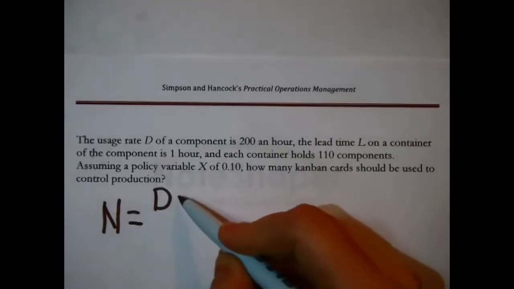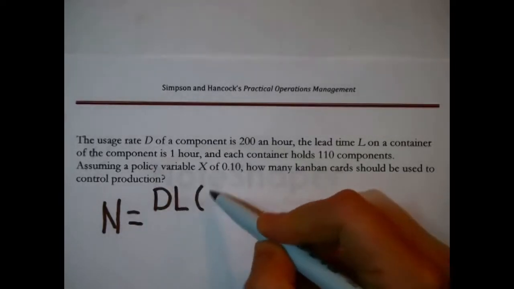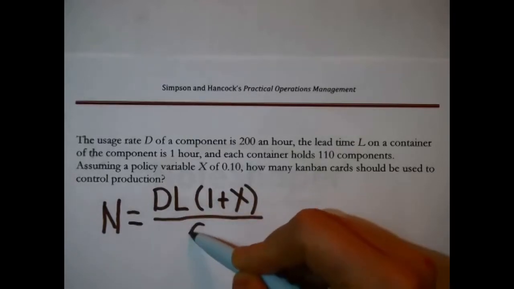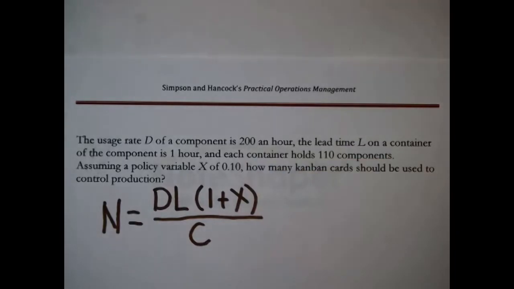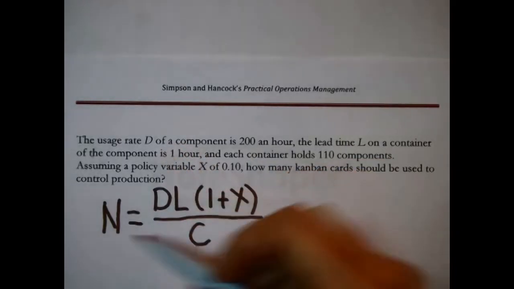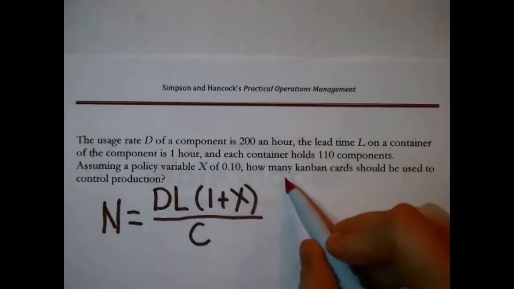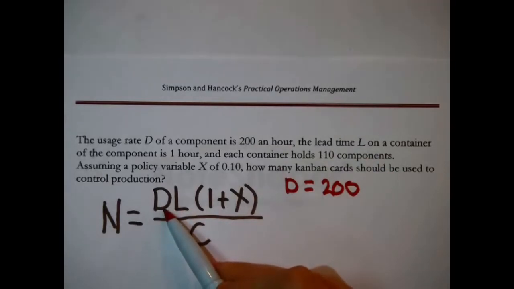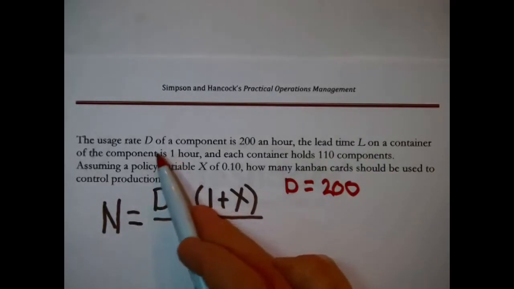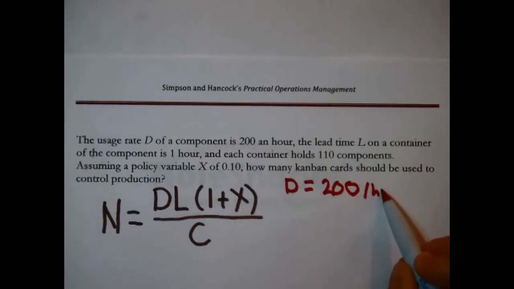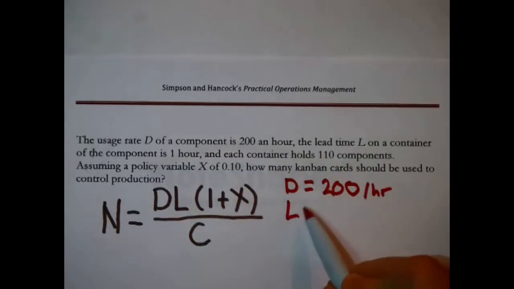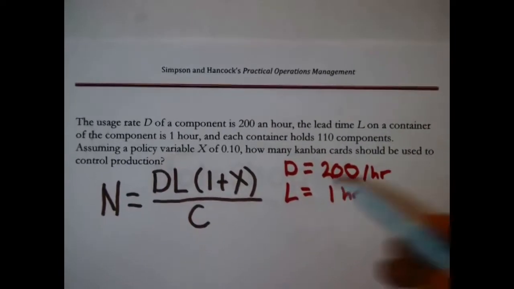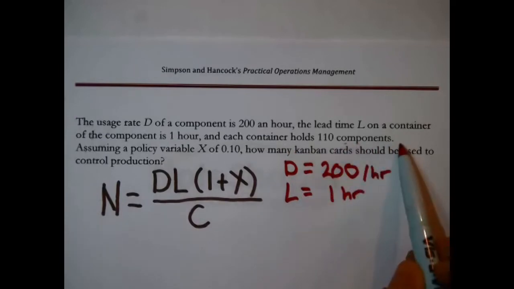The Kanban card formula is D times L times 1 plus X divided by C. And as you can see, a lot of what we need for this formula was actually mentioned by name. D is the usage rate of the item that's being controlled. It said D of the component is 200 an hour. L is the lead time on a container. It said 1 hour. I'm just listing this information separately. Each container holds 110 components.